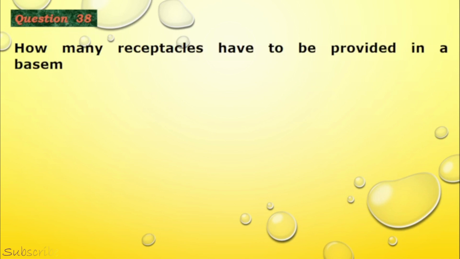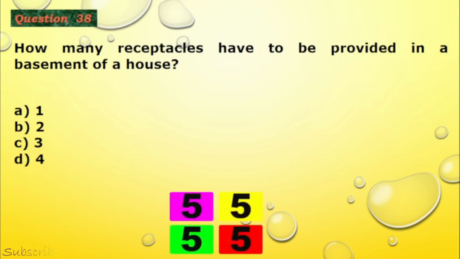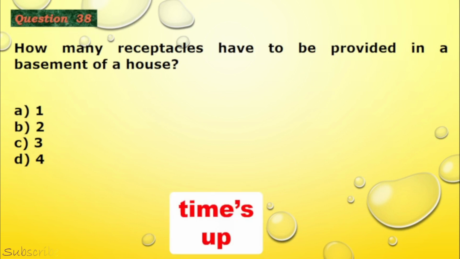Question number 38. How many receptacles have to be provided in a basement of a house? A. 1. B. 2. C. 3. D. 4. The correct answer is letter A. 1.